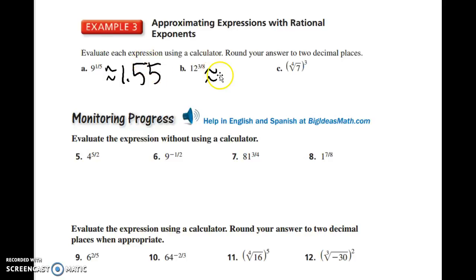12 to the 3/8 is about 2.54. And the 4th root of 7 to the 3rd power is the same thing as 7 to the 3/4, which is about 4.30. If you have your own calculator at home or you want to check online, you can calculate these yourself and see if you get the same answers. Otherwise, we'll do the monitoring progress in class tomorrow.